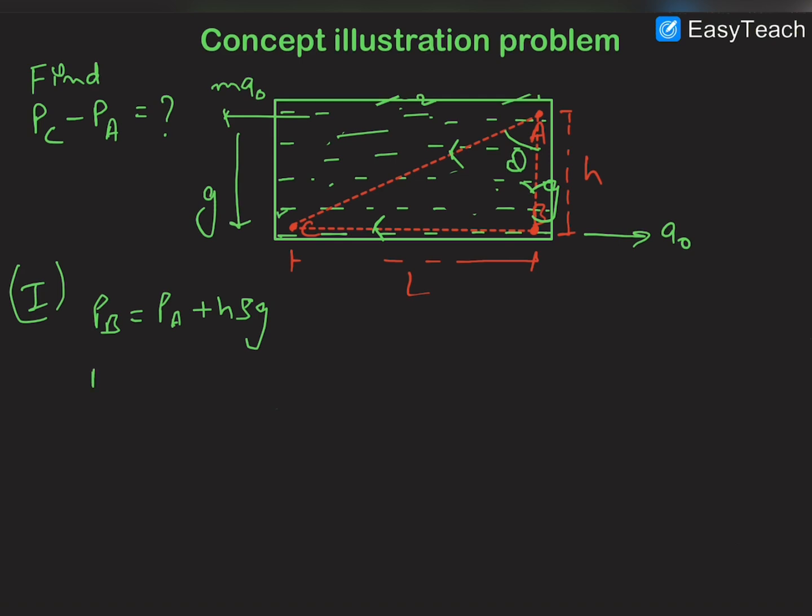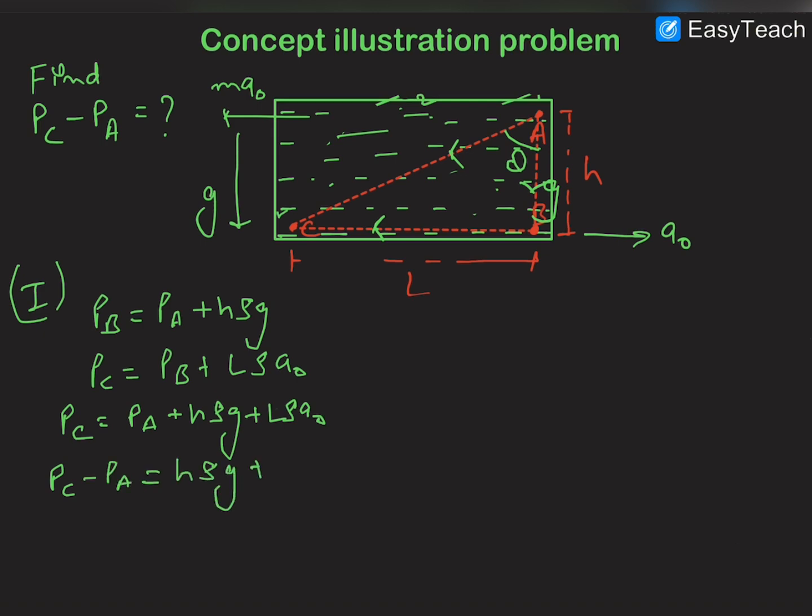So we can say that the pressure at C will be equal to the pressure at B plus L rho a naught. Now if we substitute the value of PB, PC will be equal to PA plus h rho g plus L rho a naught. So PC minus PA will be equal to h rho g plus L rho a naught. So this is the value of PC minus PA by method 1, and obviously this method is the easiest method.